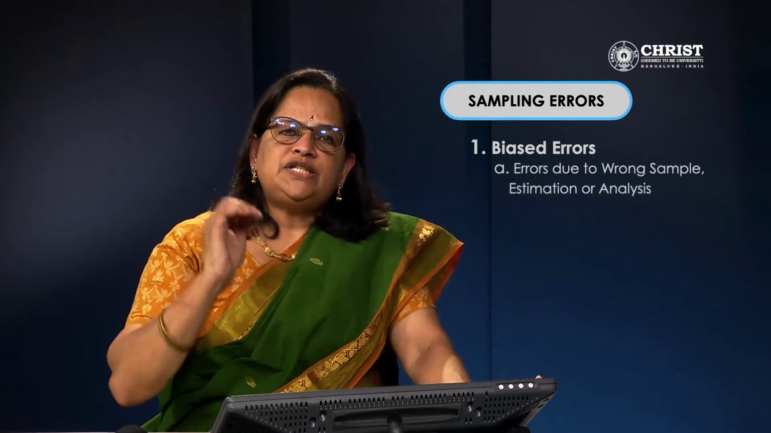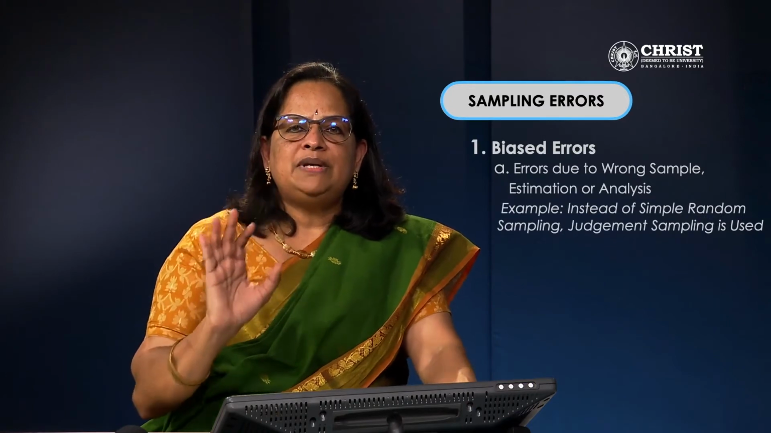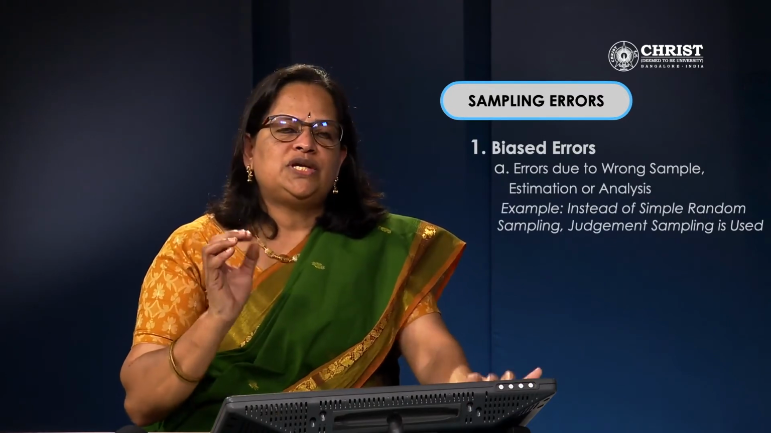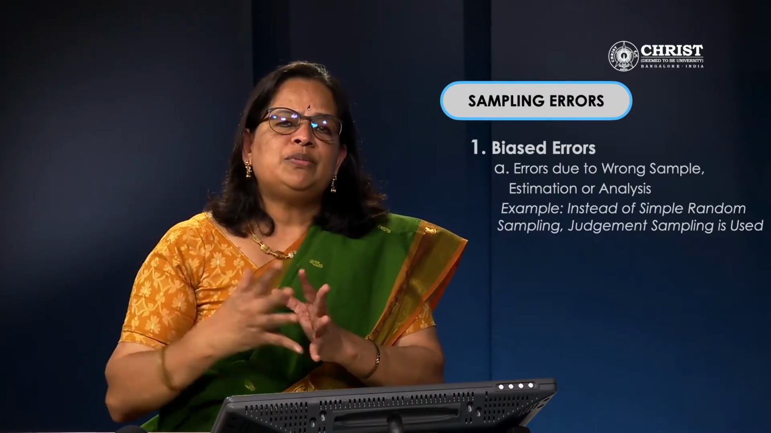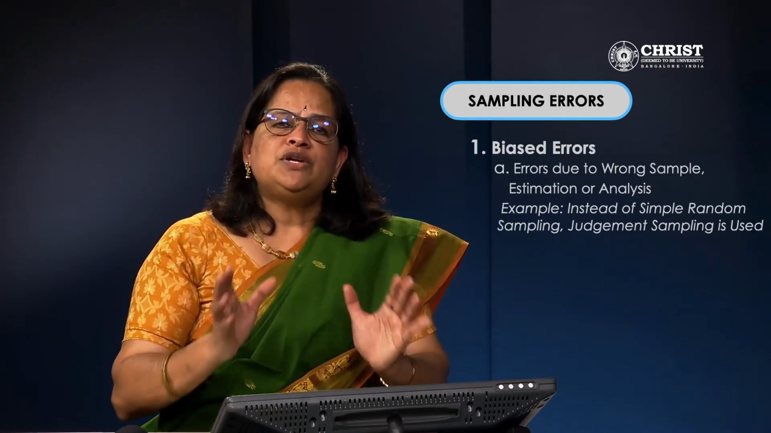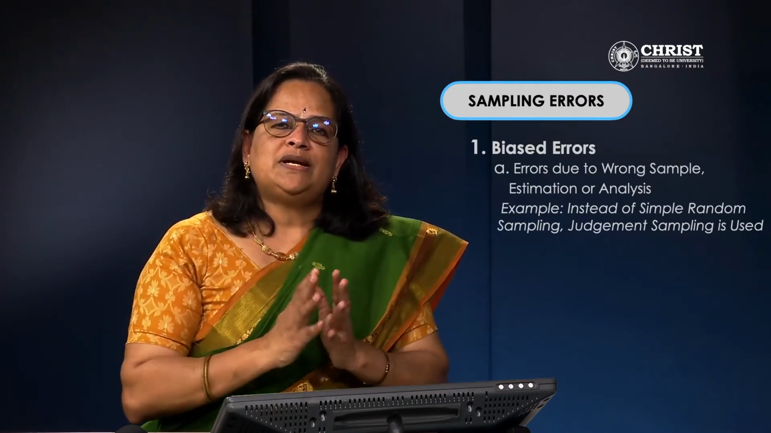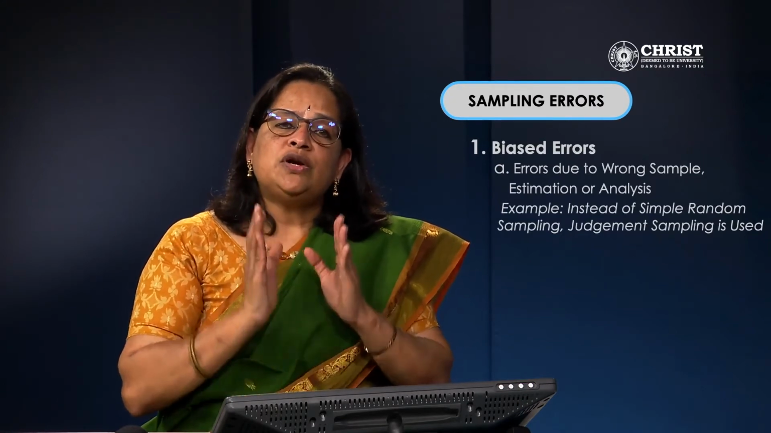Now, sampling errors we are dividing into two. One is biased errors and the second one is unbiased errors. In the case of biased errors, these are errors due to wrong sample, estimation or analysis. For example, instead of simple random sampling, judgment sampling is used. I gave you that example. I am telling this research scholar to collect information about college students throughout the state. Instead of going for the correct information, they are collecting information from the nearby two or three colleges. So it will not be correct research. It is not a correct method.